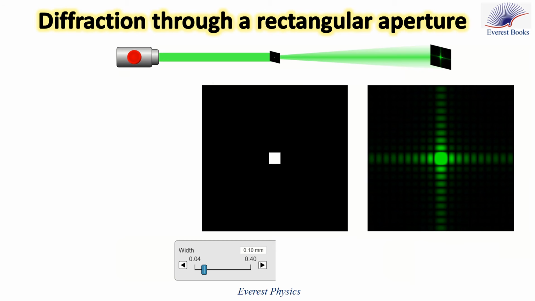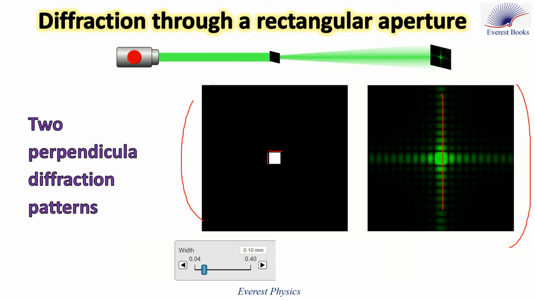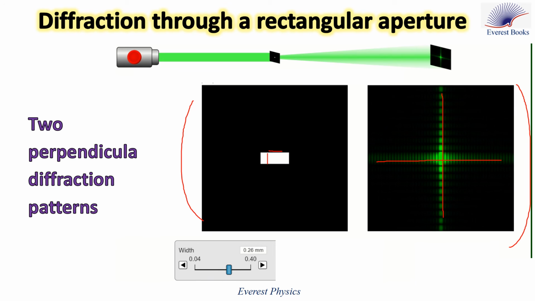Let's study diffraction through a rectangular aperture. This figure is a magnified image of the rectangular aperture, and this figure is a magnified image of the screen. As we see, a rectangular aperture has a rectangular shape of length and width less than 1 millimeter. We observe on the screen two perpendicular diffraction patterns. Now observe what happens when we vary the width of the rectangular aperture. We can conclude that as the width of a rectangular aperture varies, the width of the spots varies.